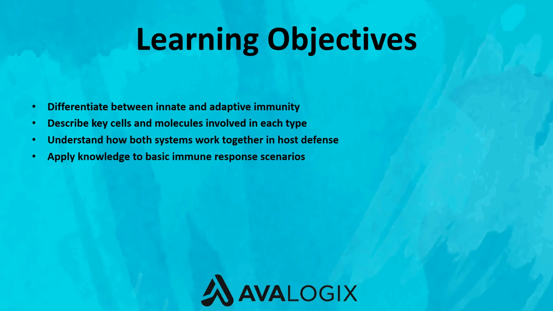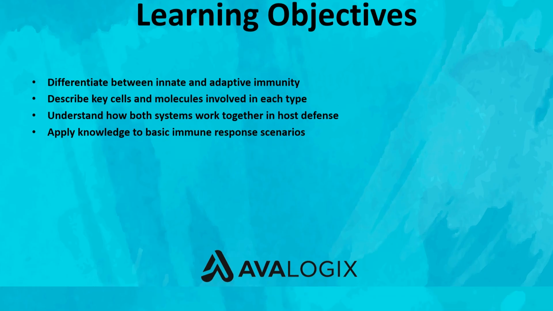So, as we go through each section, I'll remind you where we are in relation to these objectives. If you ever feel lost, just come back to these four points. They're the compass for today's class. Ready to dive into the first major system? Let's start with the body's fast, non-specific first responder, the innate immune system.